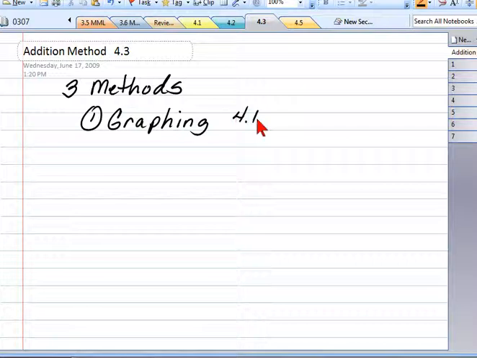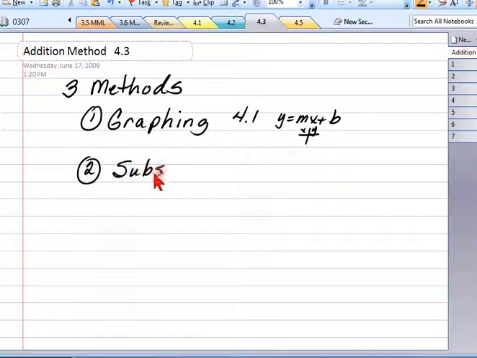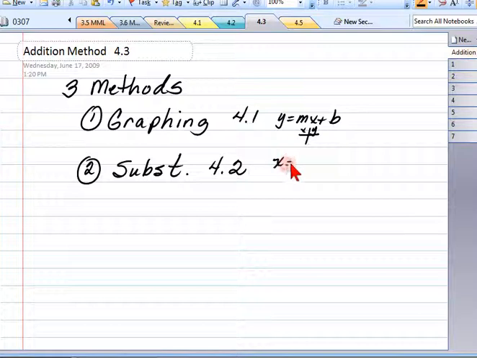We tended to use y equals mx plus b a whole lot, but it wasn't a requirement. We could have used t-charts. Okay? The second method we did was substitution. That was in lesson 4.2, and we needed the equations to be in the form x equals or y equals so that we could then substitute.